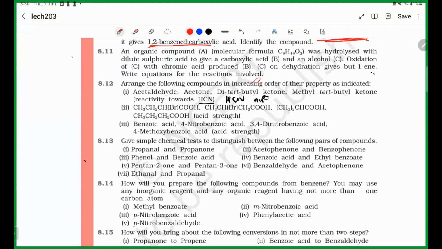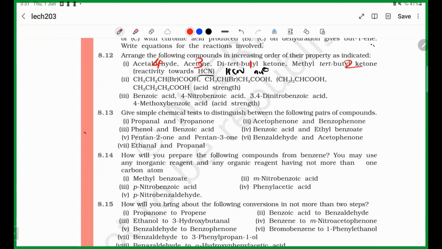So I'll just write the numbers. That is going to be the least reactive, so actually this is 1. Then we have methyl tertiary butyl ketone, the next in steric hindrance, so that is 2. Then with the other two, you have acetone and acetaldehyde. You know the ketones are less reactive than aldehydes, so acetone is 3 and acetaldehyde is 4.